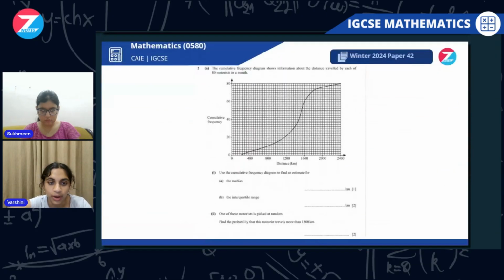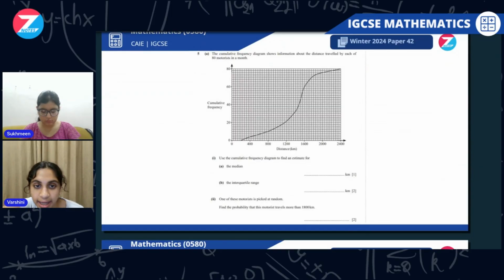Okay, moving on. The cumulative frequency diagram shows information about the distance traveled by each of 80 motorists in a month. Use the cumulative frequency diagram to find an estimate for the median. So we know that the median in cumulative frequency is just the total divided by 2 at the value. So that's going to be 80 divided by 2, which is 40, the 40th value.